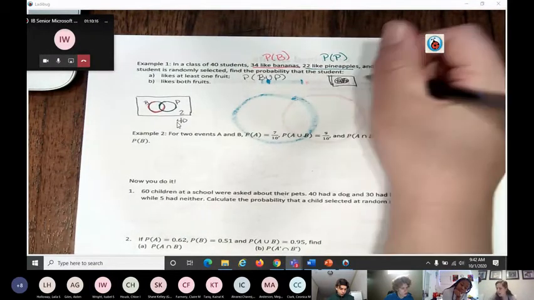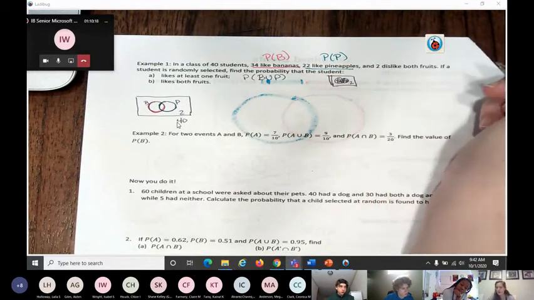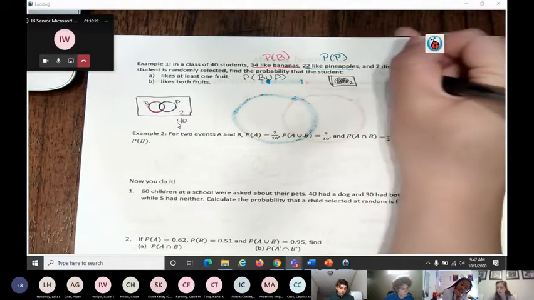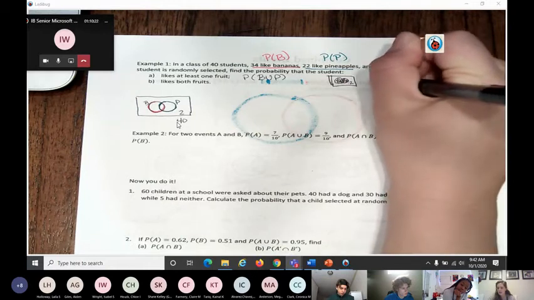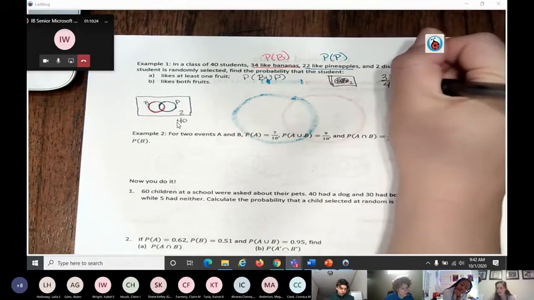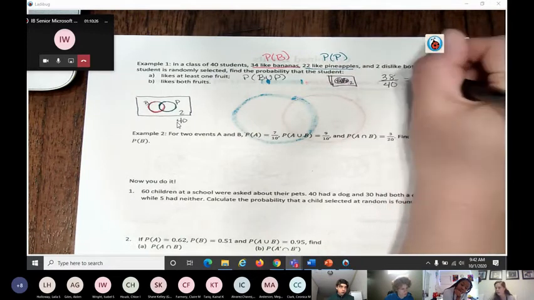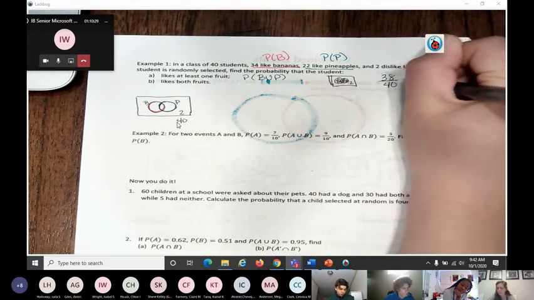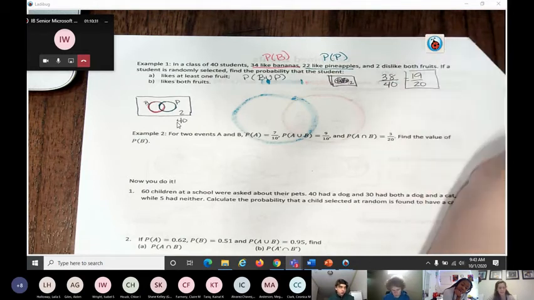So yes, as I think Izzy said, there are 2 on the outside of there. We know there are 38 left in that whole section that's colored in. So 38 out of 40, which reduces to 19 out of 20. Okay.